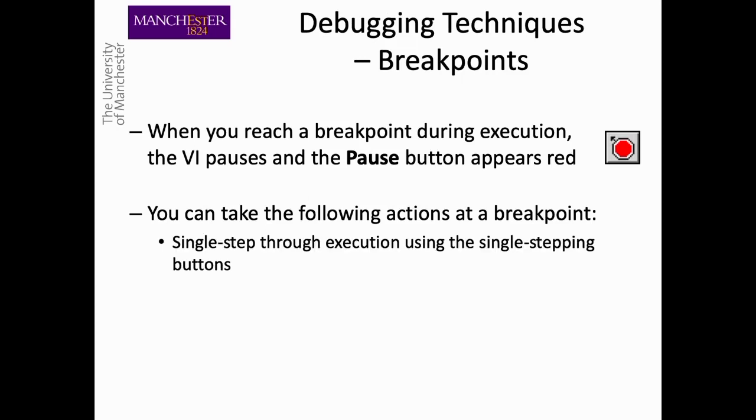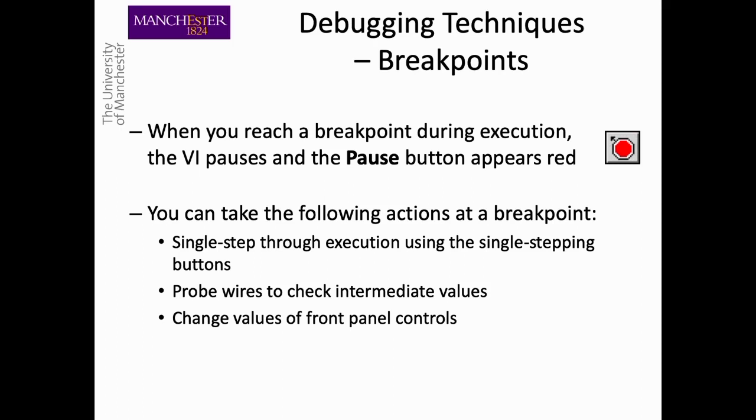So you can take the following actions at a breakpoint. You can single step through the execution using the single stepping button, so you can click through all the next steps. Or you can probe wires to check intermediate values, so you can check what's happening in the code. And you can change values on the front panel controls to see what's happening.